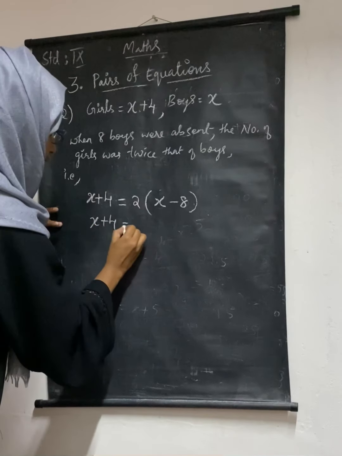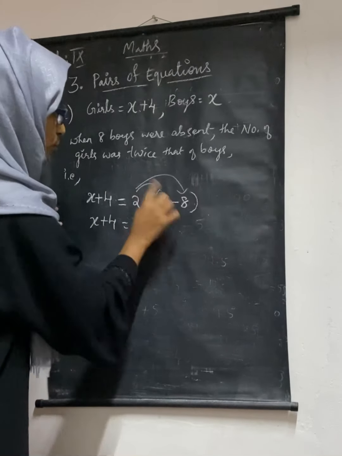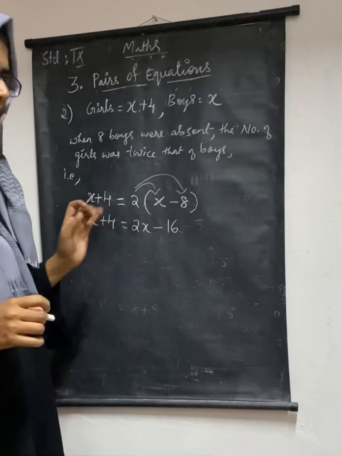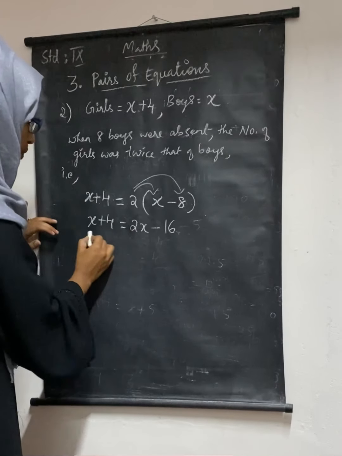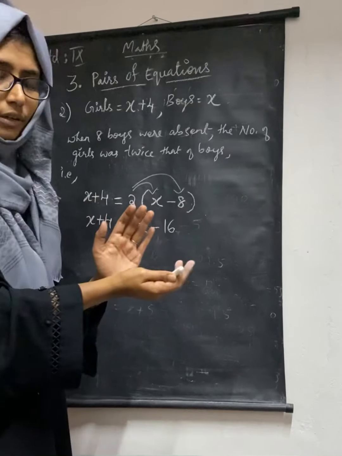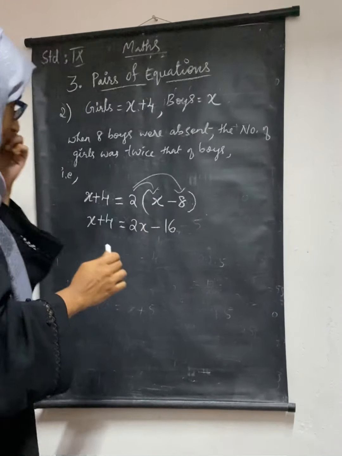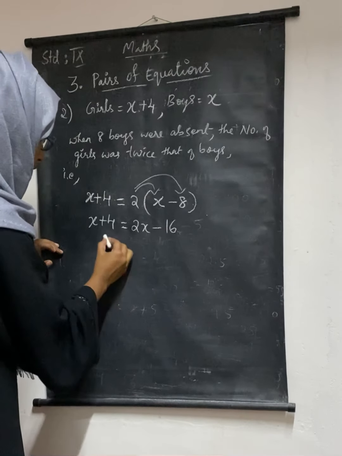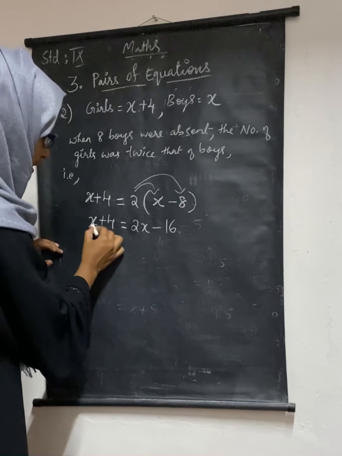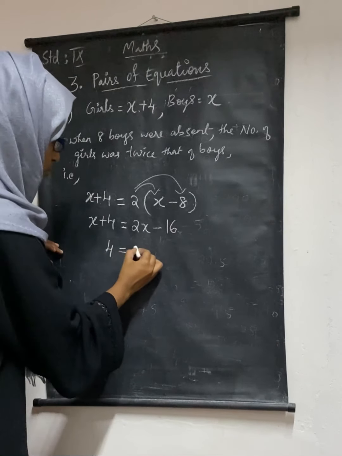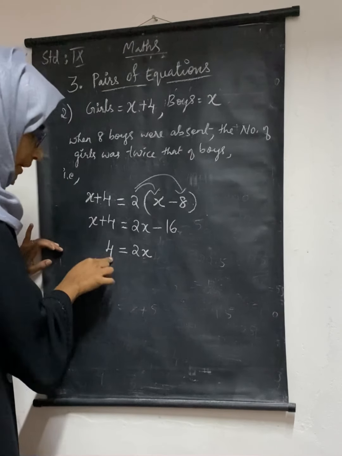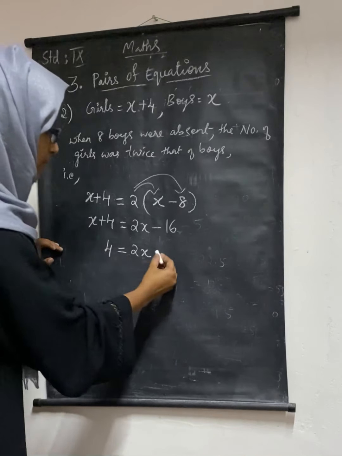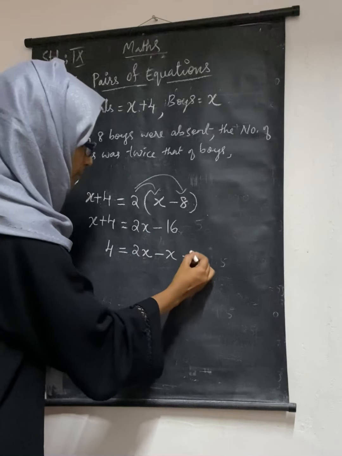So you have to simplify this. x plus 4, writing as it is. Now multiply inside: 2 into x is 2x, minus, 2 into 8 is 16. Now what to do? Alphabet terms together and natural numbers together, we have to do it. Here the larger x term, 2x, you have, so keeping 4 here, this x I can bring here. This positive x becomes minus x.